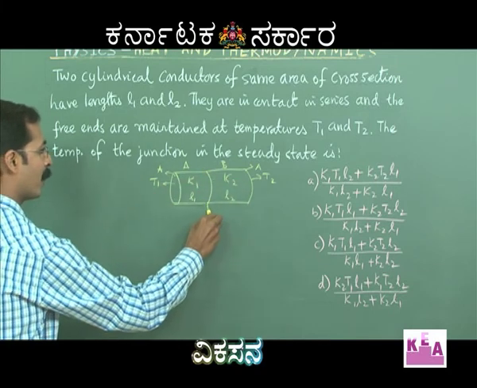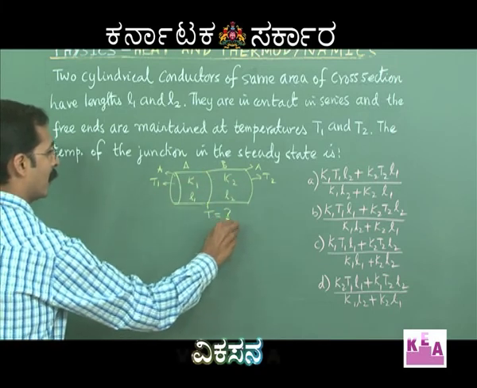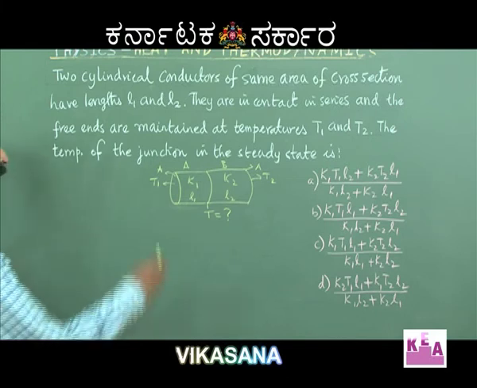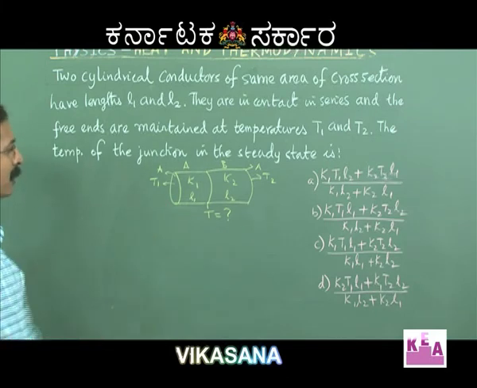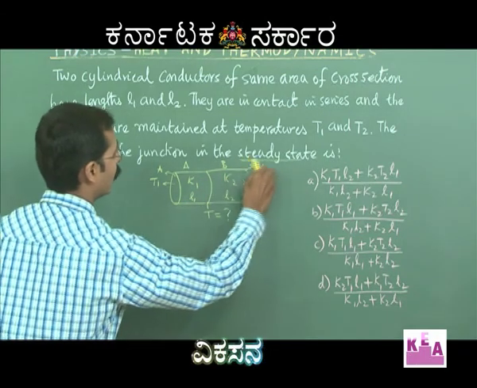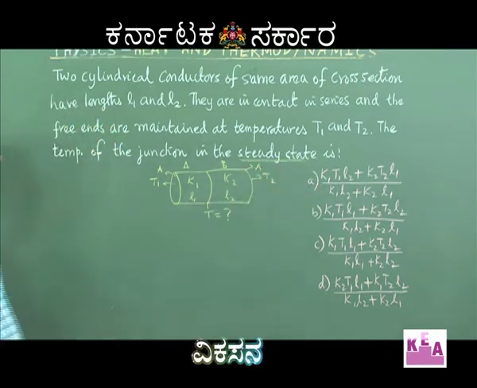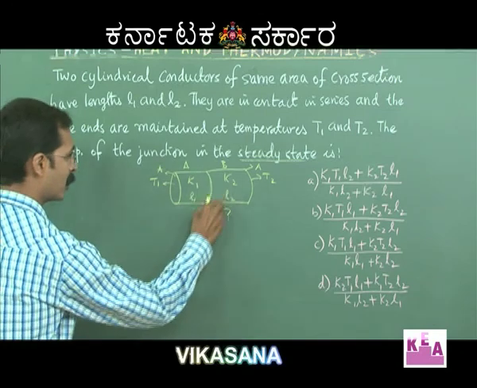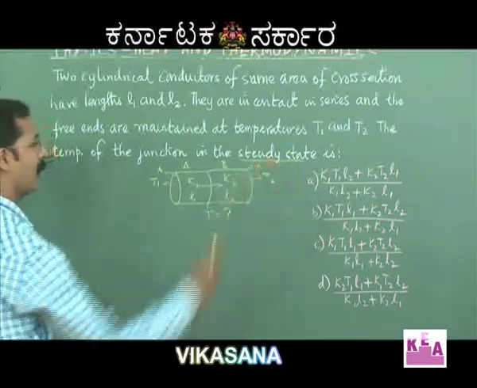We have to find the temperature of this one. Let us call the temperature of the junction T. Our problem is to find the temperature of the junction. In the problem, it is stated that it has reached a steady state. That means the heat coming into this junction is exactly equal to the heat leaving the junction.